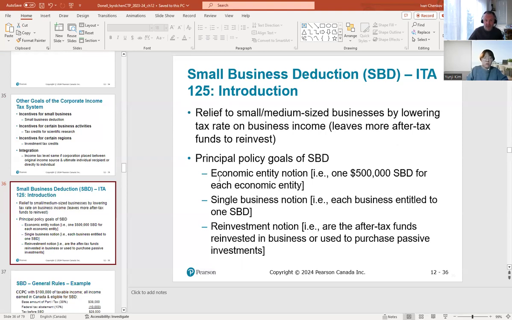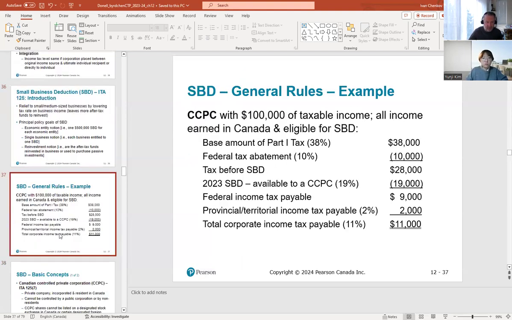Now the small business deduction, provincial policy goals, small business deduction. So the small business deduction is lowering the tax rate on the business income. So basically give them less tax, on the small business notion and reinvestment notion. Let's forget about those.